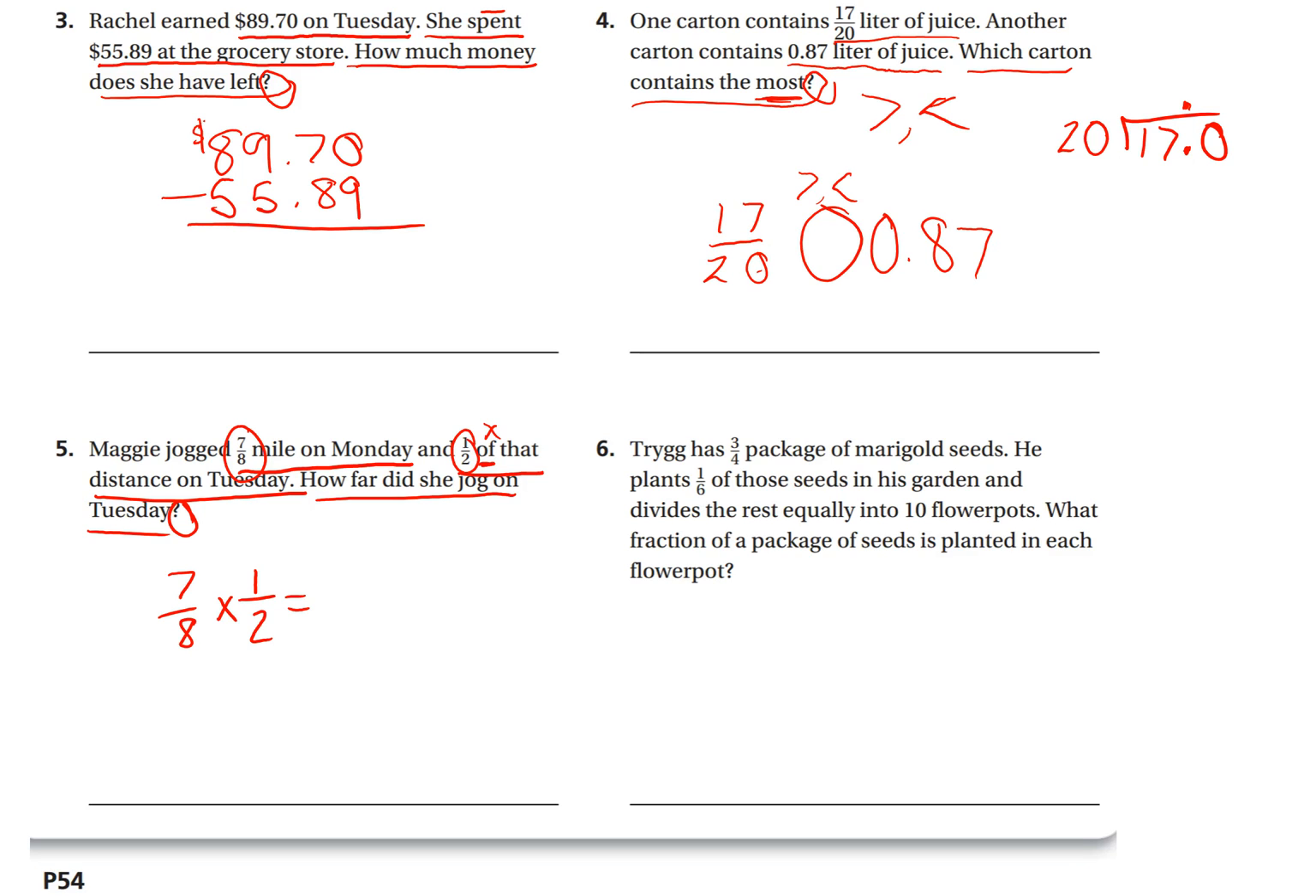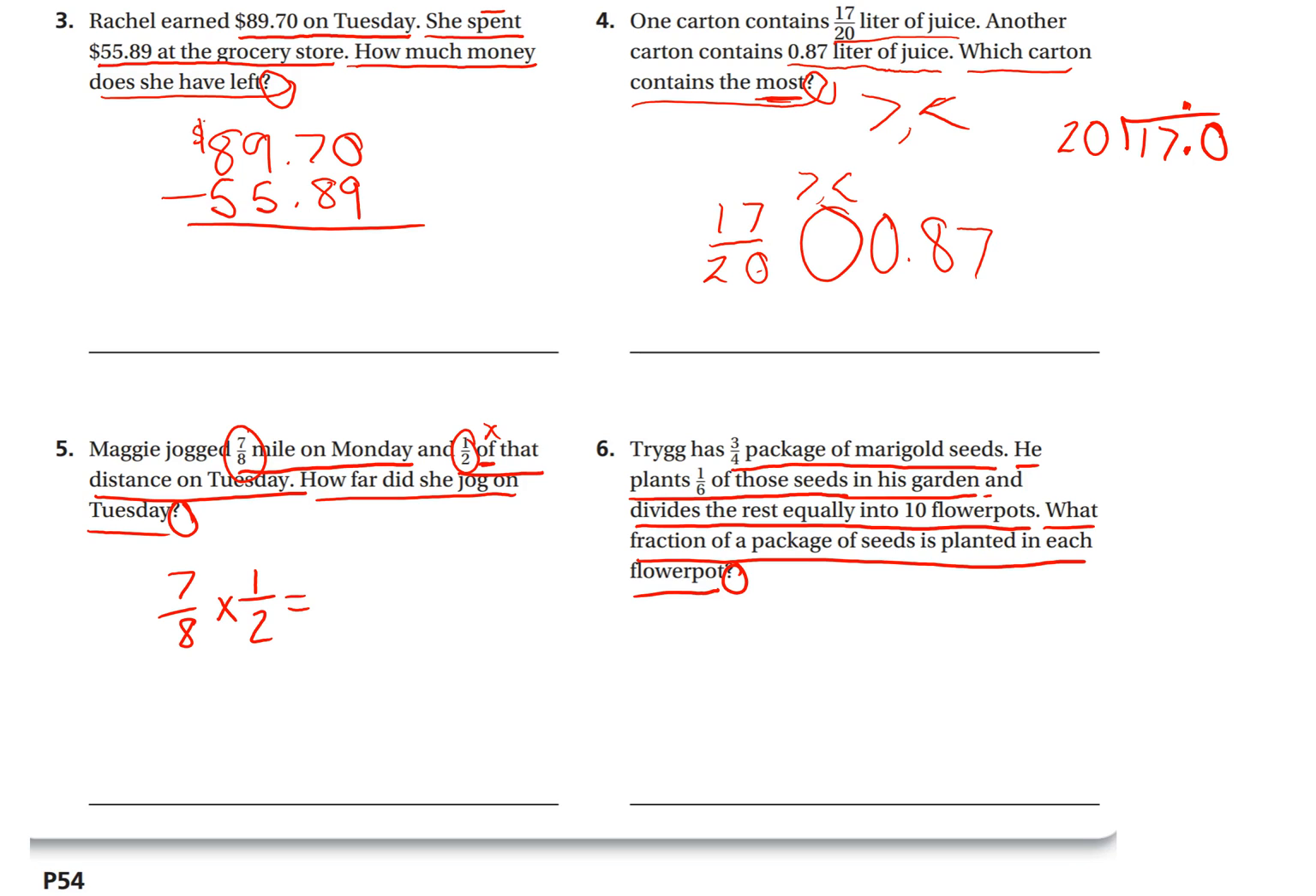All right, let's go on to 6. Trig, I believe, has 3/4 package of marigold seeds. He plants 1/6 of those seeds in the garden and divides the rest equally into 10 flower pots. What fraction of a package goes in each flower pot? Now this problem, oh my goodness, this problem gave me fits. So let me go through my thinking and the problems that I encountered when I did number 6.